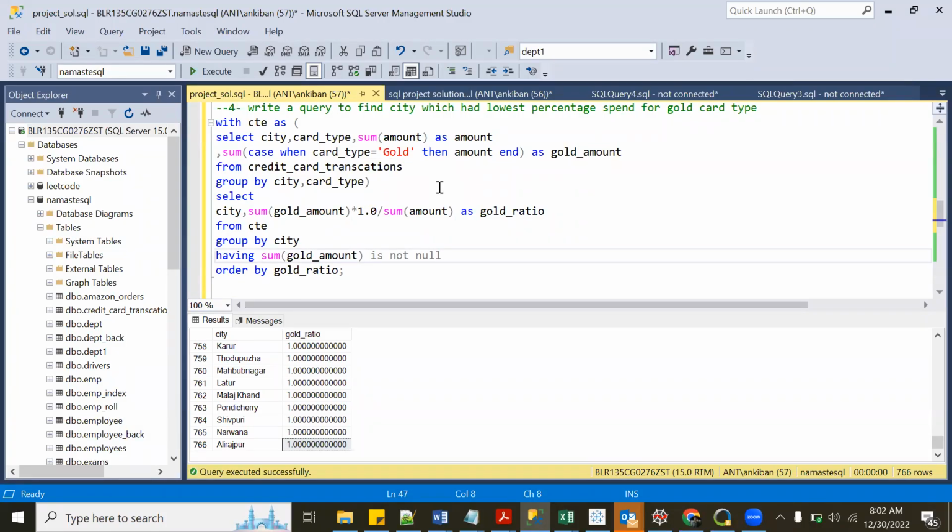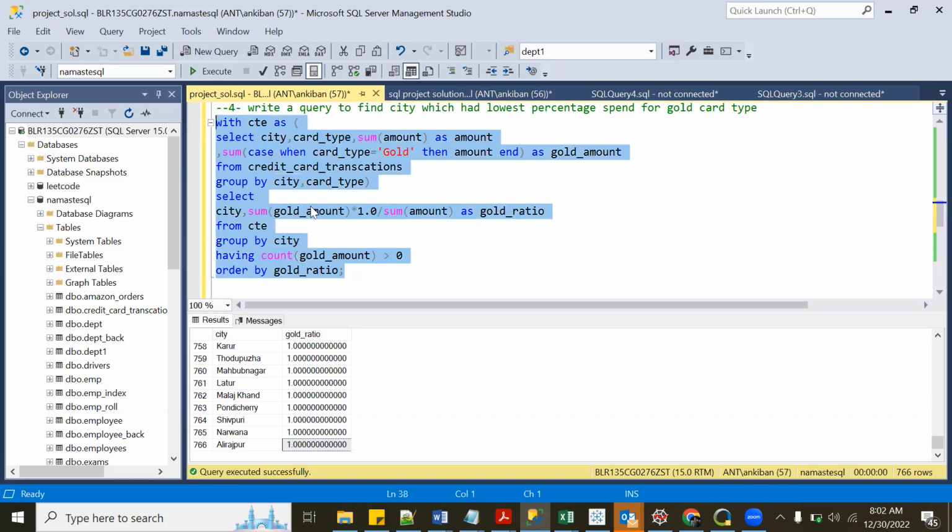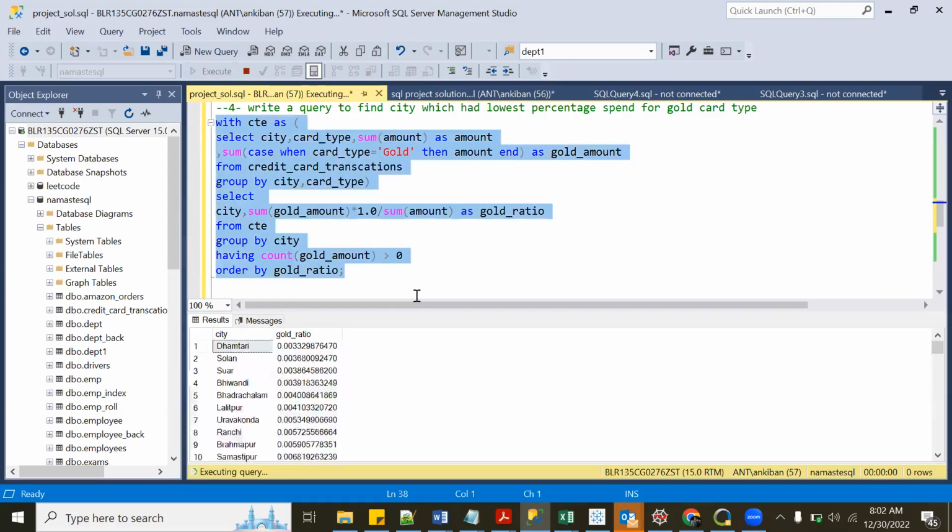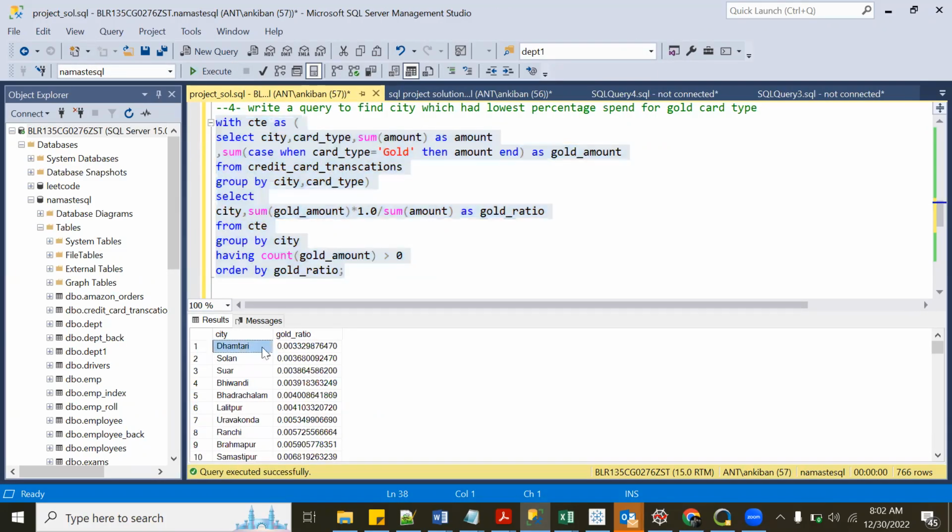So what we can do, you are saying count of gold amount, right? Yeah, I think that should also work. So that will be 0, right? Yeah, that also will work, because it will be all null for those cities. So if I say count, that also should work. Yeah, this also works. So this is the same answer we are getting. Yeah, that is also fine. You can take count as well.